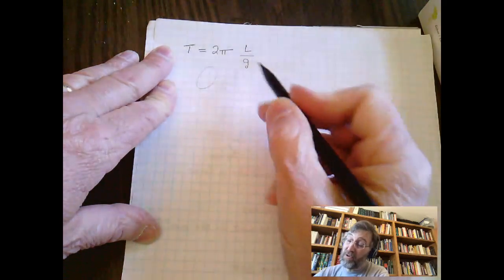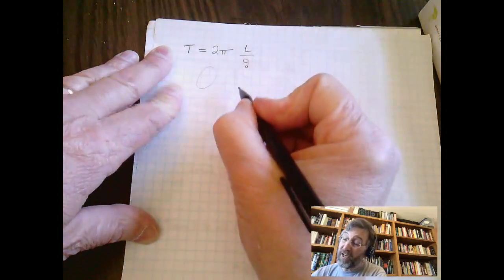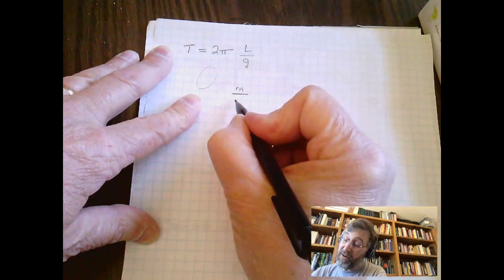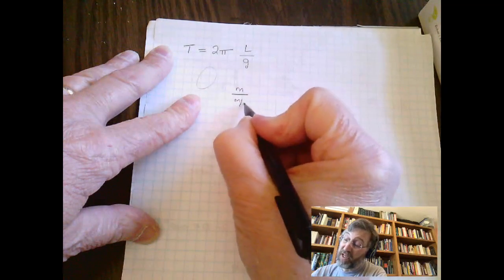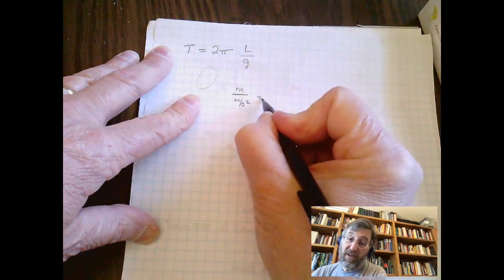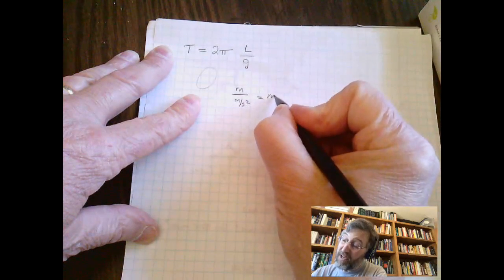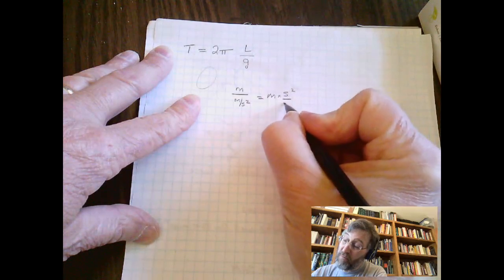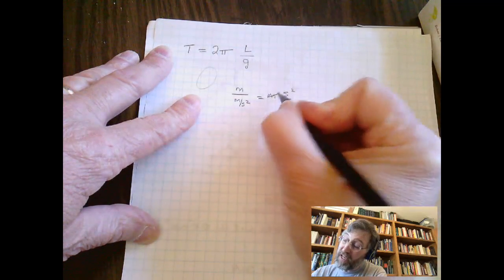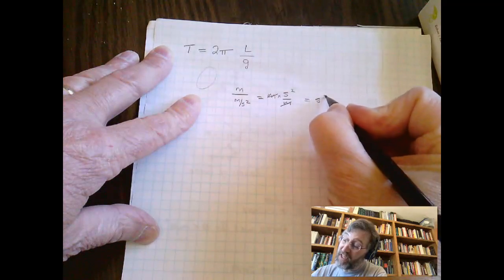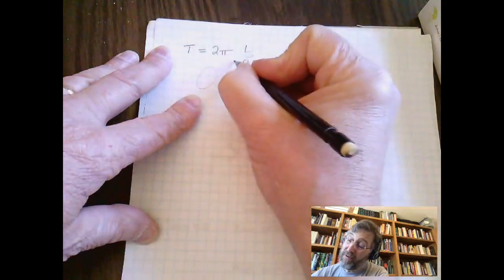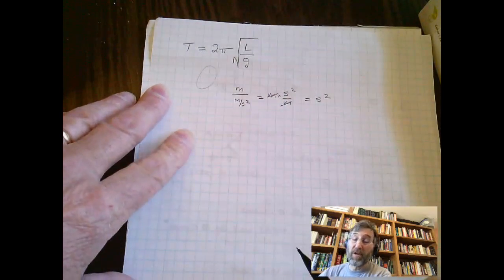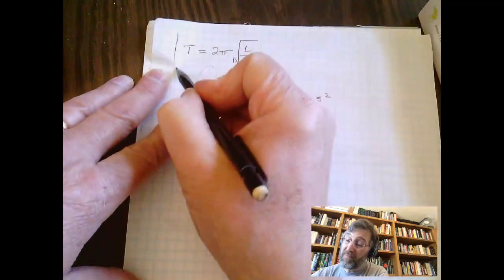Now let's look at the units here. L over g. Length is measured in meters, and acceleration is meters per second squared. That is the same as meters times seconds squared per meter. Meters cancel. Uh-oh, that gives us seconds squared. That's not a time. So we need to have a square root there. Okay?